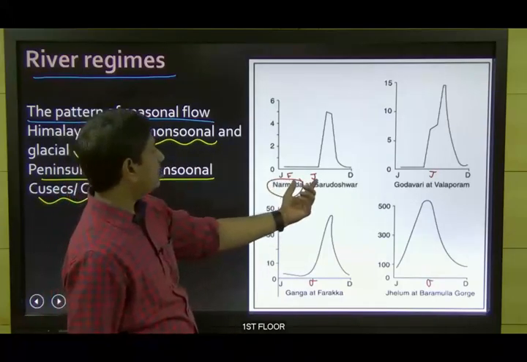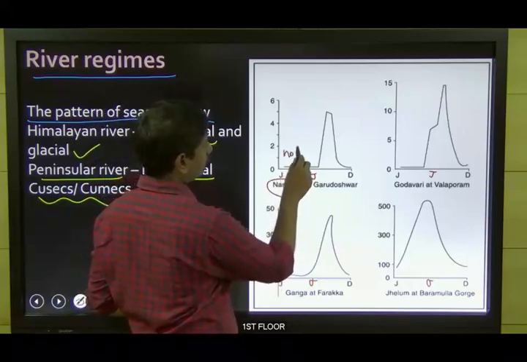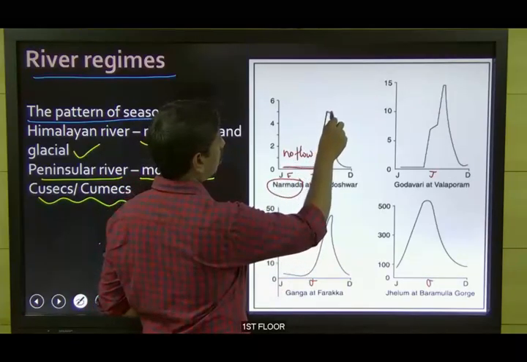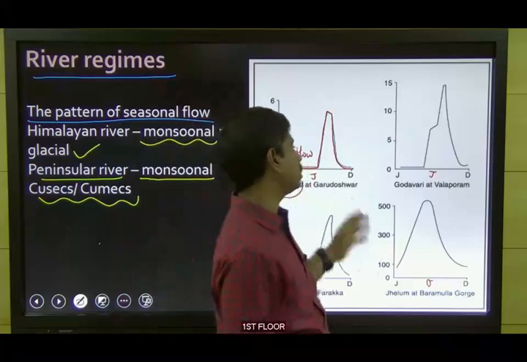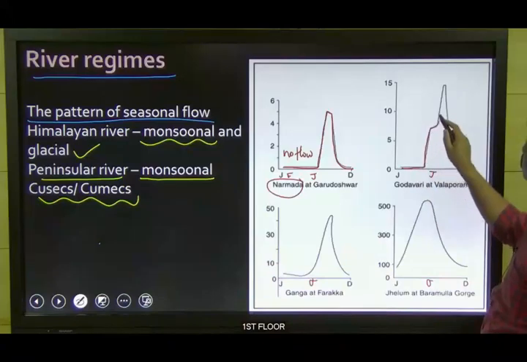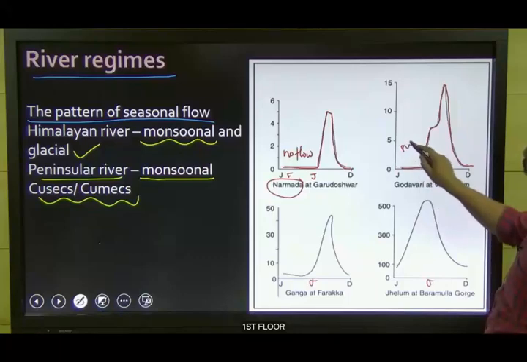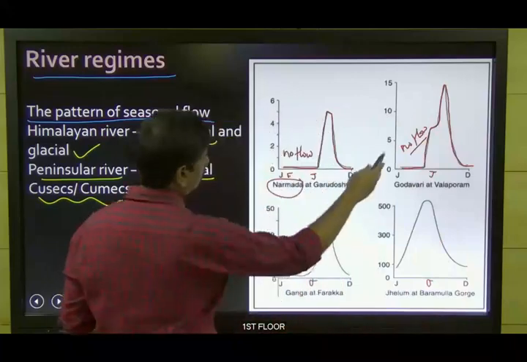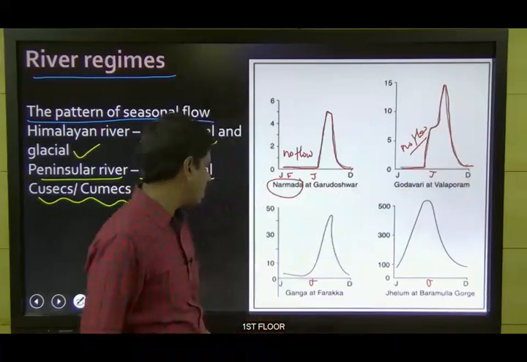From January till June, no rainfall, so no flow at all. Suddenly after the monsoon, the flow peaks, and then just after the monsoon, the flow becomes zero again. Similar condition in Godavari also. Till June, no flow at all. And suddenly it peaks after the monsoon, and then it comes to the previous flow during the month of December.